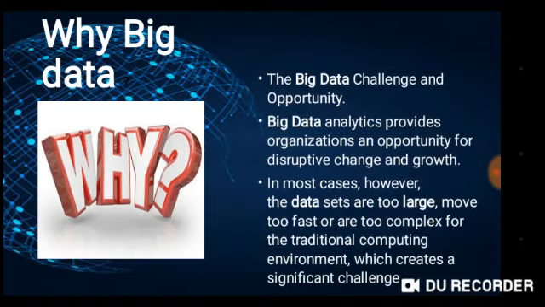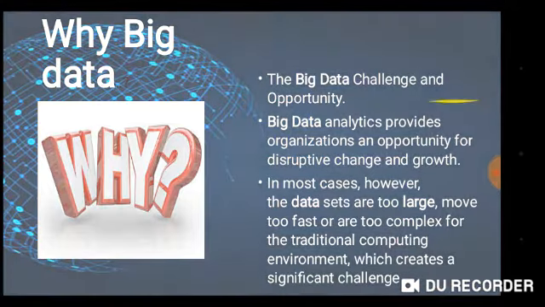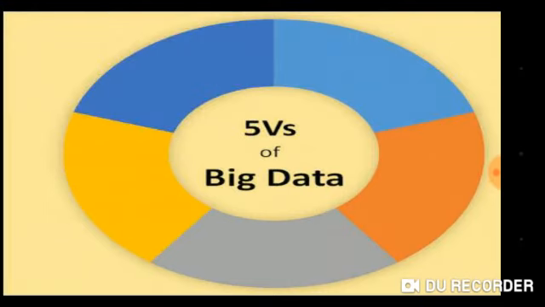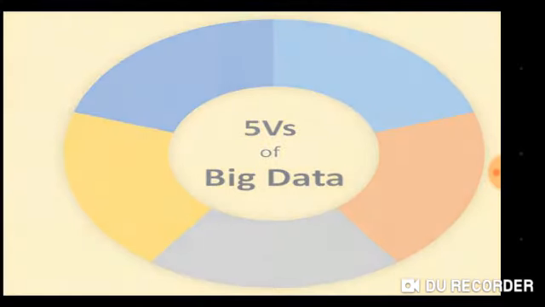Next, let's think about the 5 V's of big data. What are the 5 V's? They are volume, variety, velocity, veracity, and value. Let's think about each one of them.